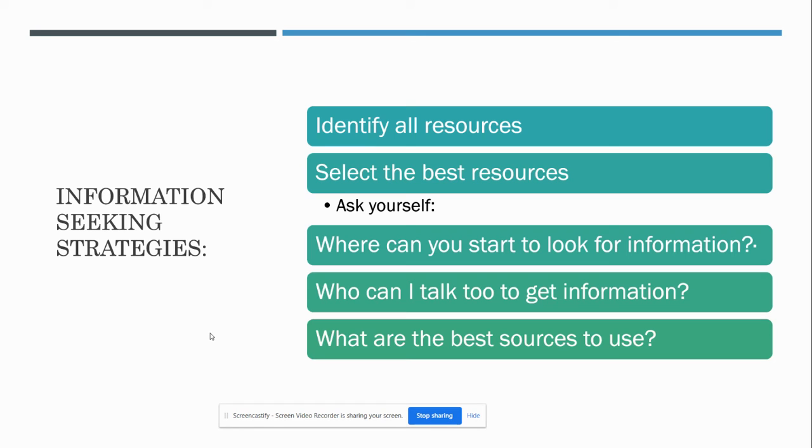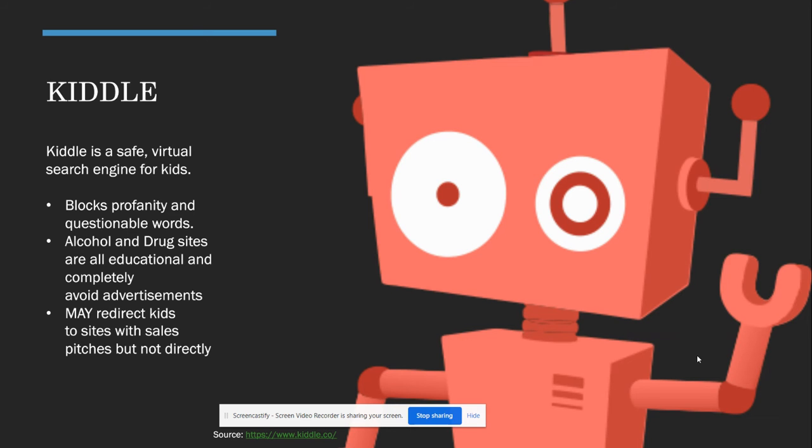Now, the app I want to talk to you about for information seeking strategies is called Kiddle. So Kiddle is a safe and virtual search engine that kids are able to use. This is a search engine based off of Google. It's actually created by Google. However, it intentionally makes things safe for kids. So it blocks profanity and questionable words. It blocks promotion of drugs or any kind of nudity.